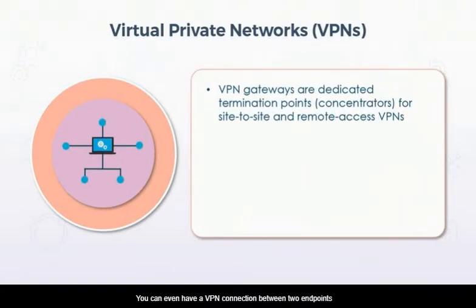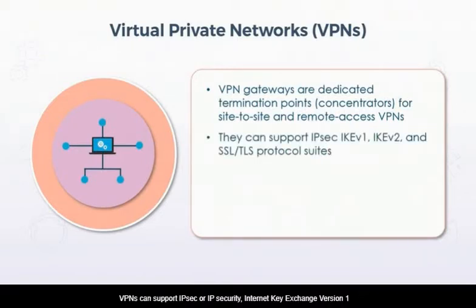You can even have a VPN connection between two endpoints or two laptops over the internet. VPNs can support IPsec or IP security, Internet Key Exchange version 1 or Internet Key Exchange version 2, the newer version. They can also support SSL/TLS protocol suites. Now, when we say SSL/TLS or Web VPN, we're almost always talking about transport layer security version 1.1, 1.2, 1.3, or higher moving forward. But most commercial VPN solutions today are going to be using IPsec for IP version 4 or IP version 6 and or transport layer security.